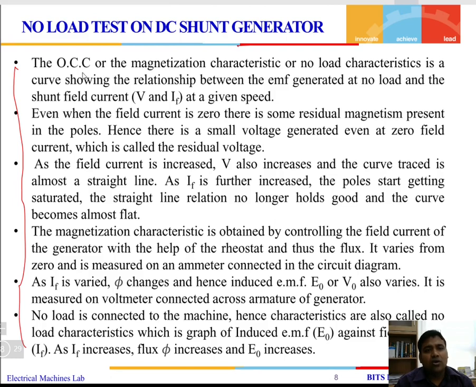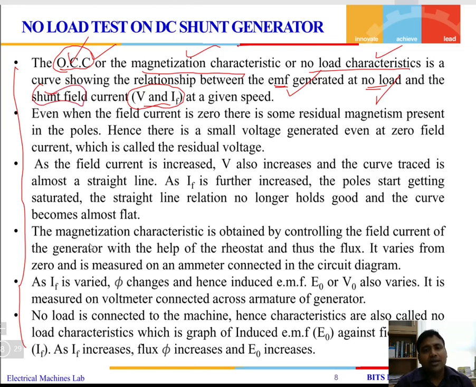So here it is the OCC curve we have to draw. OCC means open circuit characteristic, or it is the magnetization characteristic, or otherwise no load characteristic. So you can give it any name, whether it is an open circuit characteristic, magnetization characteristic, or no load characteristic. And it is a curve that shows the relationship between the EMF generated at no load, because this is open circuit, so no load is connected to it, and whatever voltage is generated with respect to the field current. Since the machine is a shunt machine, it is basically the shunt field which is responsible for production of the flux.